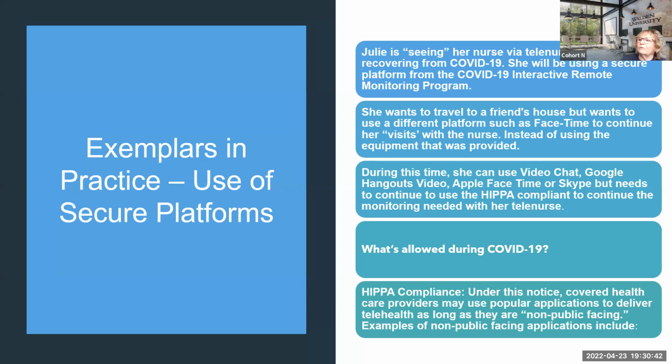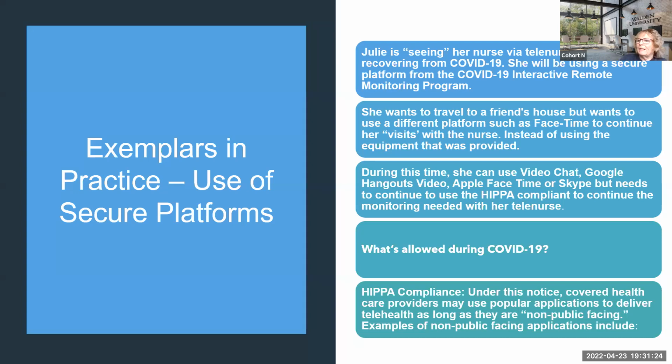She wants to travel to a friend's house now, but wants a different platform, such as FaceTime, to continue her visits with the nurse instead of using the equipment that was provided, the HIPAA compliant platform. She was told that other HIPAA compliant platforms include video chat, Google Hangouts video, Apple FaceTime, or Skype, but she still needs to use the HIPAA compliant one to continue the main monitoring of the data that she's sending to her nurse.